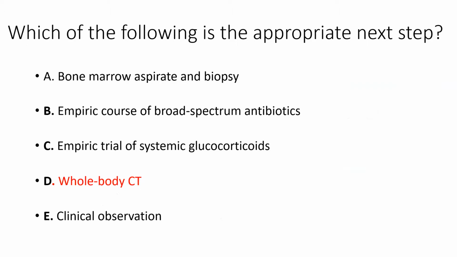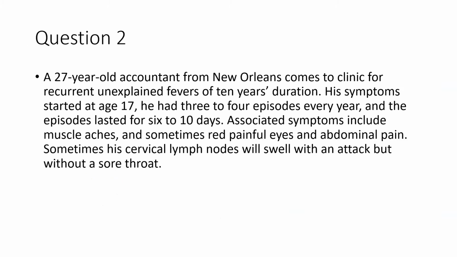So which is the appropriate next step? And the answer is actually a whole body CT. She already got the abdomen pelvis, so really they just meant a chest CT, but just wanted to reaffirm there that imaging can be used. And then after that, if the chest CT in addition to the abdomen pelvis CT is negative, then clinical observation would be the next step.